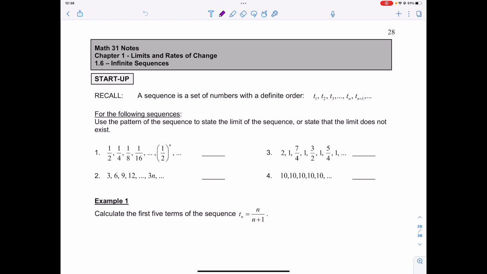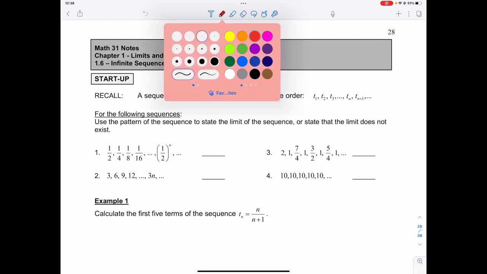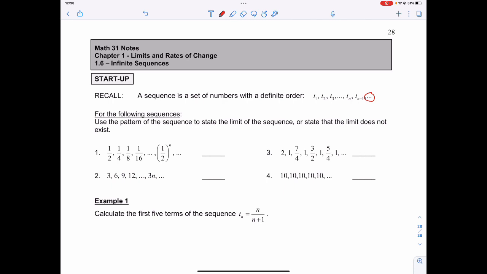We can also see that in this case, it is an infinite sequence because of this ellipsis at the end that says it's going to keep going on and on and on. Now, if we look at the sequences shown for 1, 2, 3, and 4, then we can use a pattern to state the limit or state that the limit doesn't exist, remembering that the limit is if it's approaching closer and closer and closer to a set number.